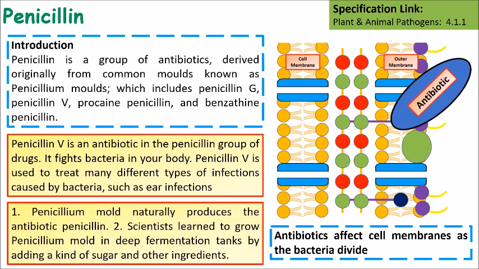Penicillium mold naturally produces the antibiotic penicillin. Over time, scientists learned how to grow penicillium mold in deep fermentation tanks by adding a kind of sugar and other ingredients.